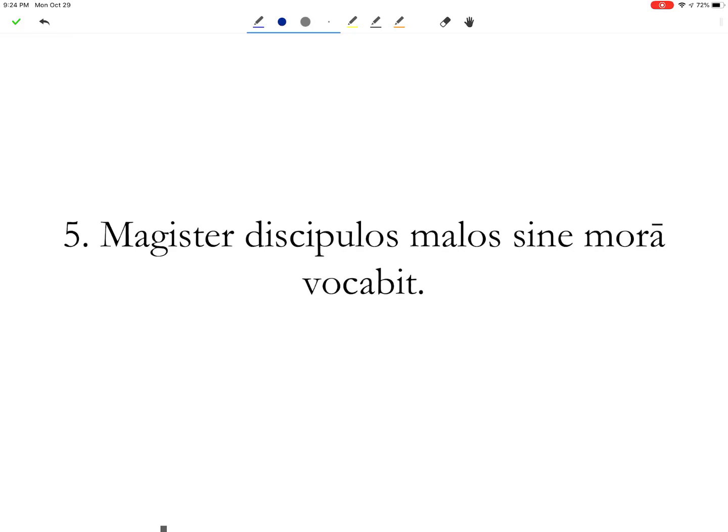Magister discipulos malus sine mora vocabit. Oftentimes, first, last will work. The teacher will call. Nominative, singular, masculine. Will call. The bi indicates the future, third person singular. The tense indicator tells us it's the future active indicative. The teacher will call the disciples, the students.